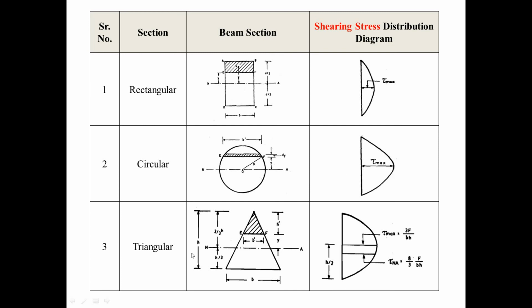For the triangular section, this is the neutral axis over here, and this is the maximum stress. At the neutral axis, that is 8 by 3 F by BH, and maximum shear stress, that is 3 F by BH. This is the formula. So there may be different formulas for different cases.